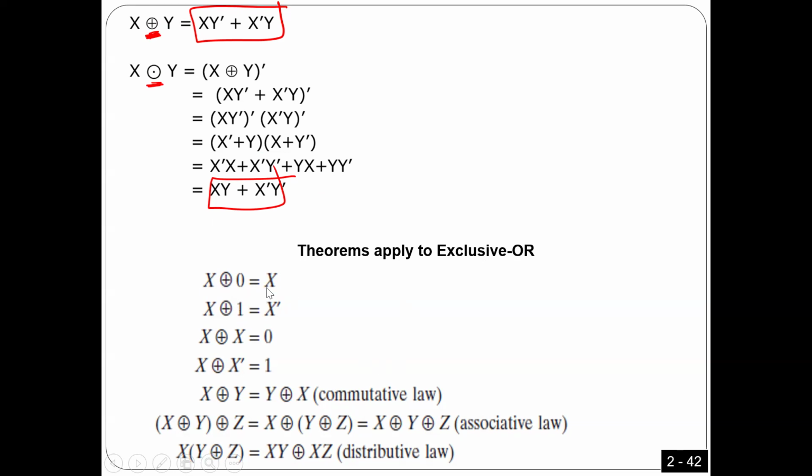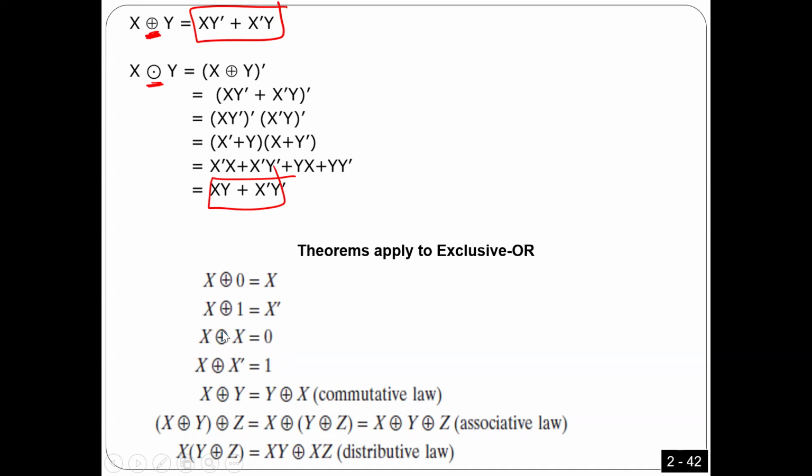The first one here, zero, that's what I told you. Zero, exclusive OR for x, I'm gonna hit x. One, I'm gonna make inversion. I told you about this one. Also, x exclusive OR x, I get zero.